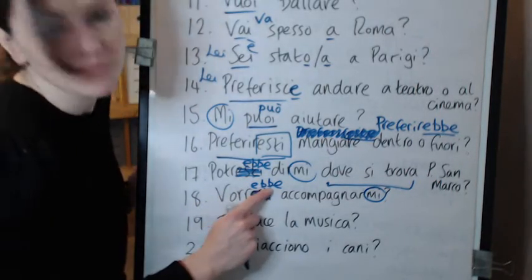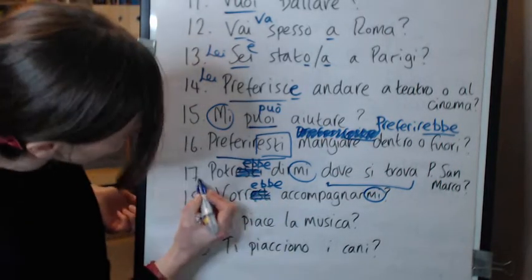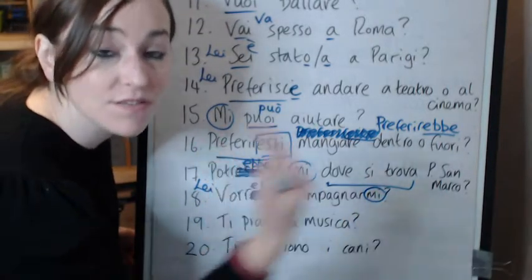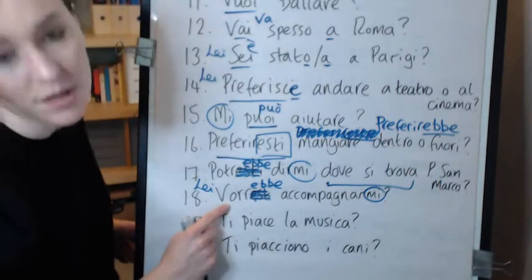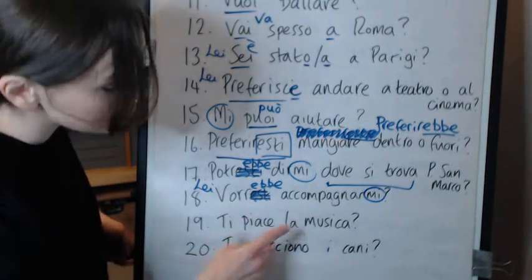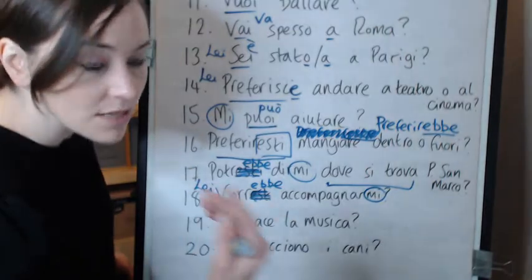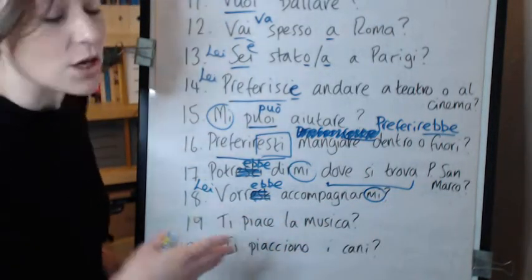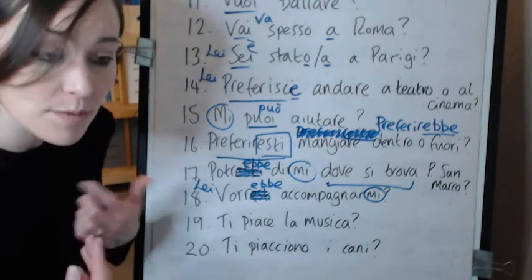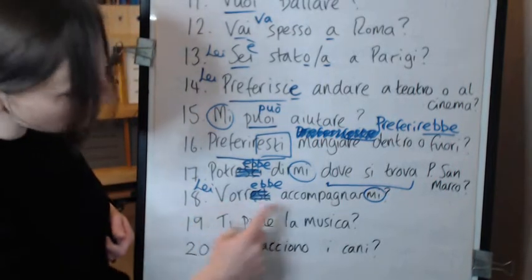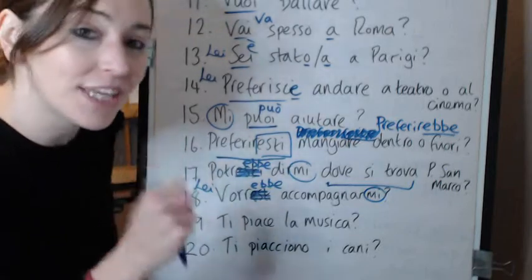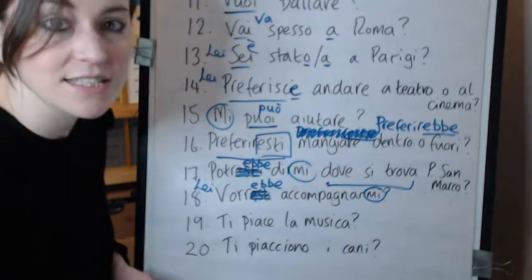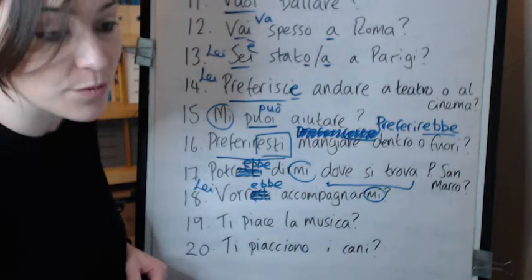Vorrebbe, would you like, in the lei form. Lei vorrebbe accompagnare. Accompagnare is the infinitive verb which follows the verb volere when it's conjugated. But to accompany me, you put the direct object pronoun me at the end of the verb. Alternatively, you might hear or be able to say mi vorrebbe accompagnare, but that's a whole other video. Look out for me either at the beginning or the end of a sentence with a modal verb in.